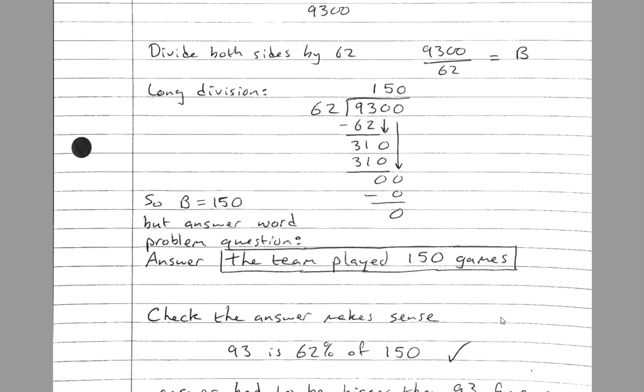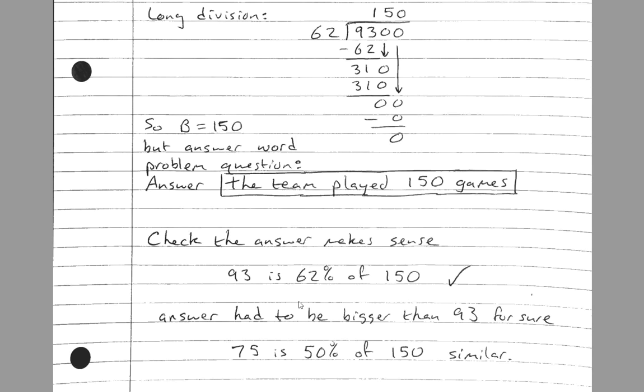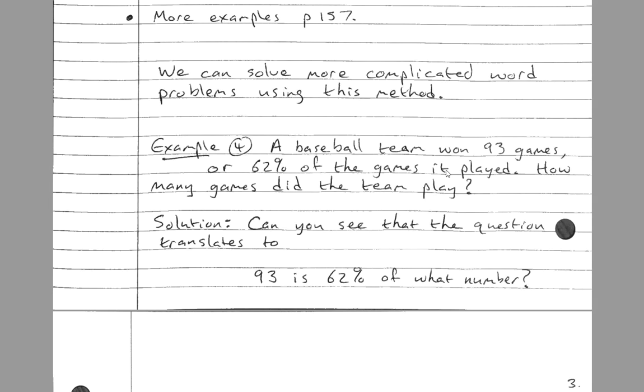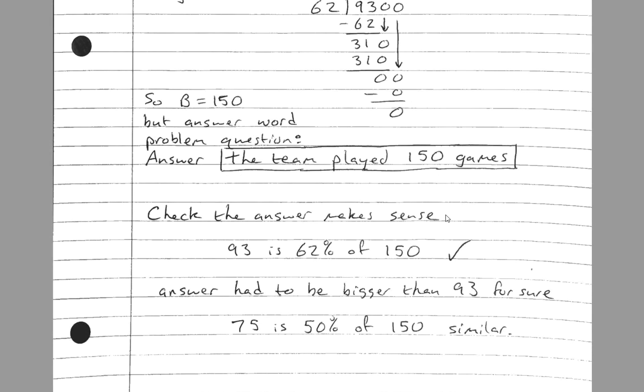And does this answer make sense? We're saying 93 is 62% of 150. With this 150, we were definitely expecting a number bigger than 93. If the team won 93 games, the total number of games played has to be at least 93. 93 is 62% of the total number of games played, so the answer is going to be a lot bigger than 93.